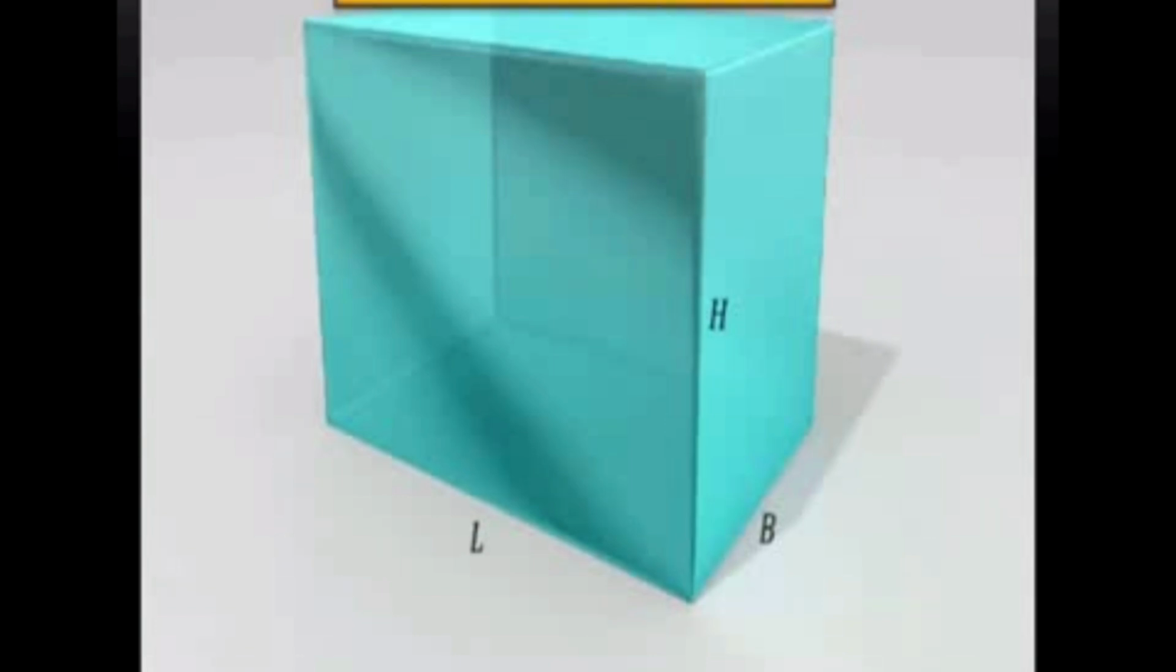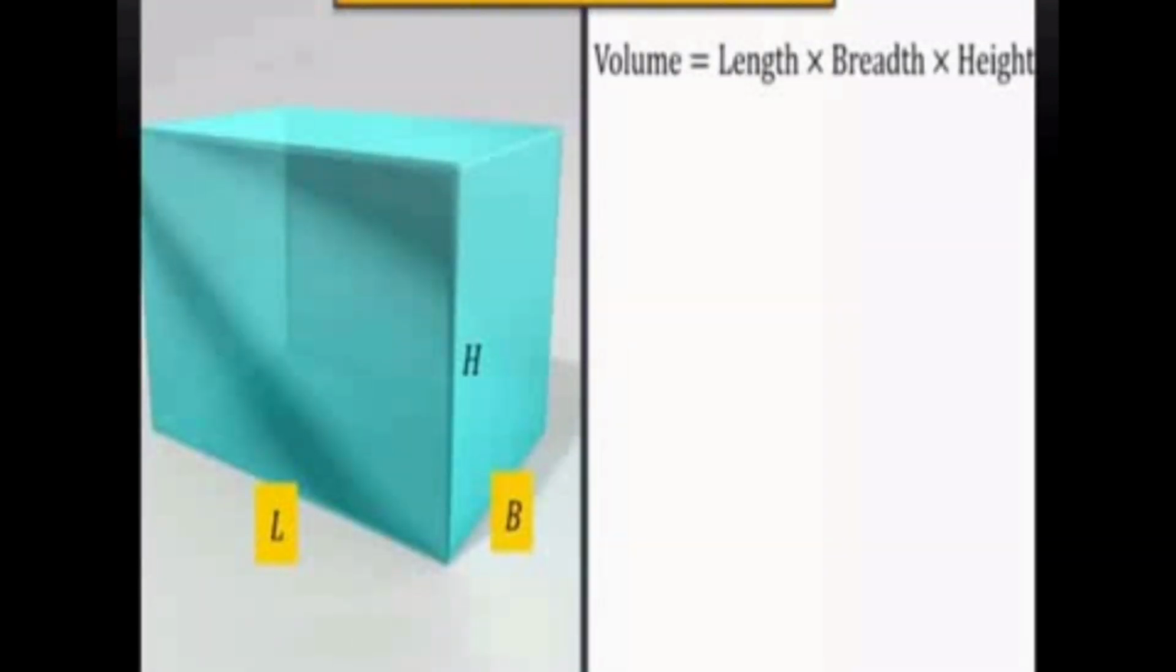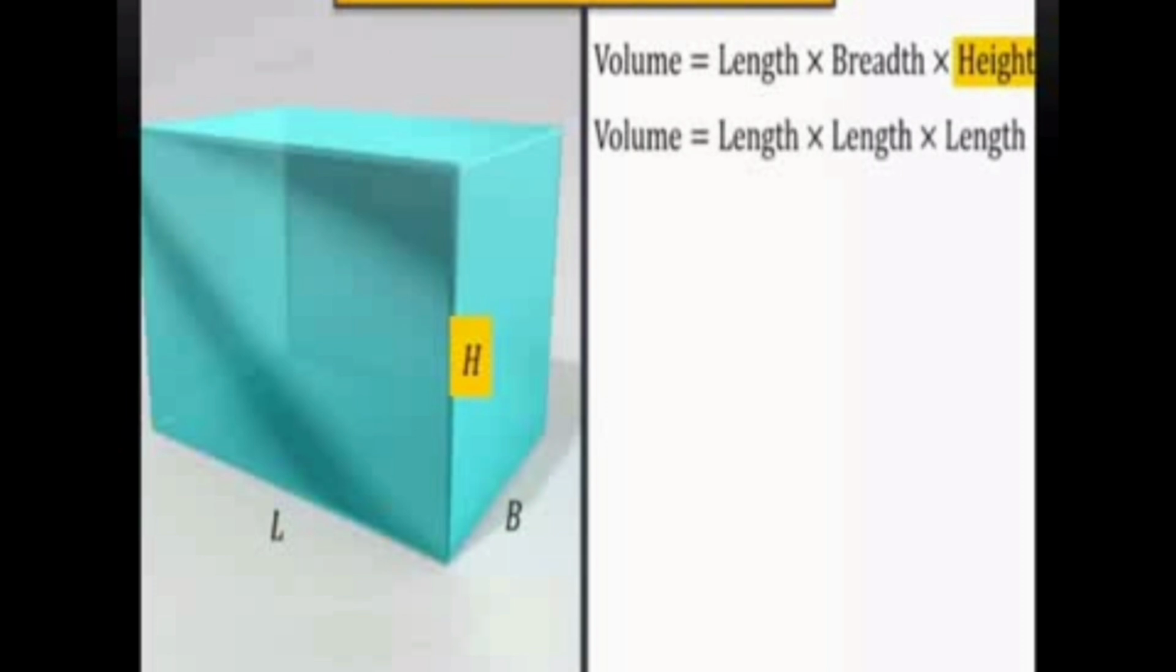Now we are going to see the dimensional formula for volume. Volume is length, breadth, height. Length is L, breadth is L, and height is also measured in terms of length L. So volume equals length into length into length. So we can write volume equals L cube, where L cube is the dimensional formula for volume.